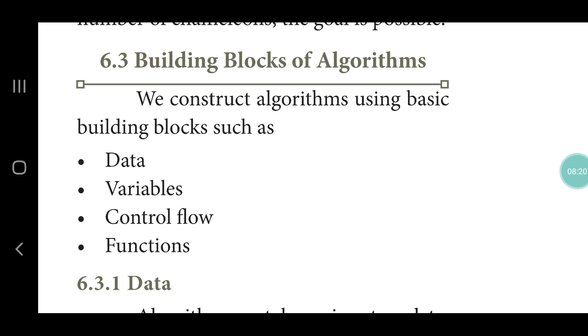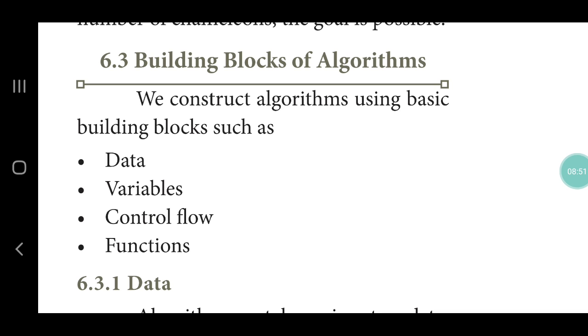And next one, and the final one, of the building blocks of an algorithm is functions. Functions: if the algorithm is too long, it is difficult to write an algorithm for a bigger problem. For that purpose, we can divide the algorithm into several parts. That part of an algorithm is called a function. It is like a sub-algorithm.